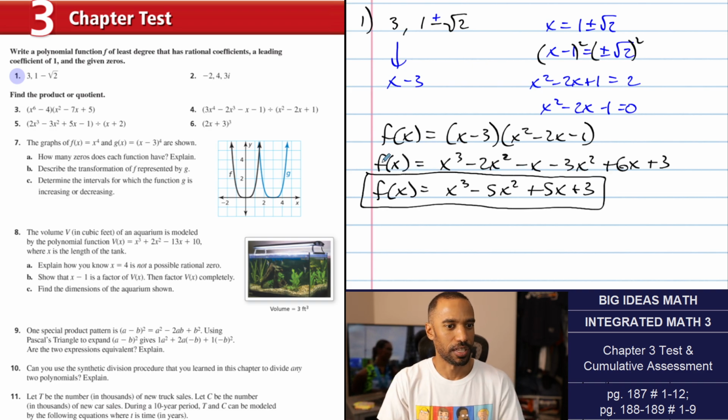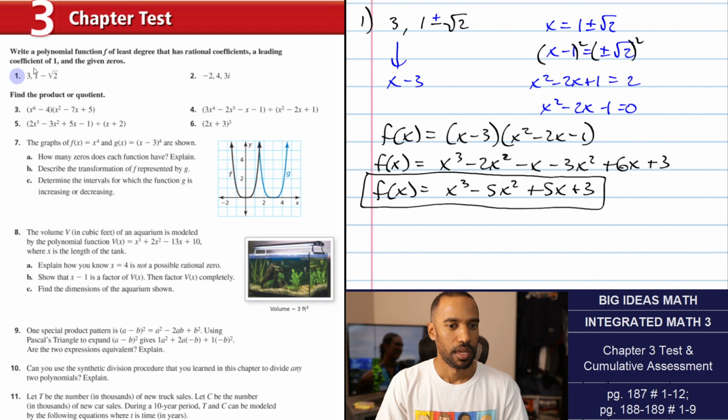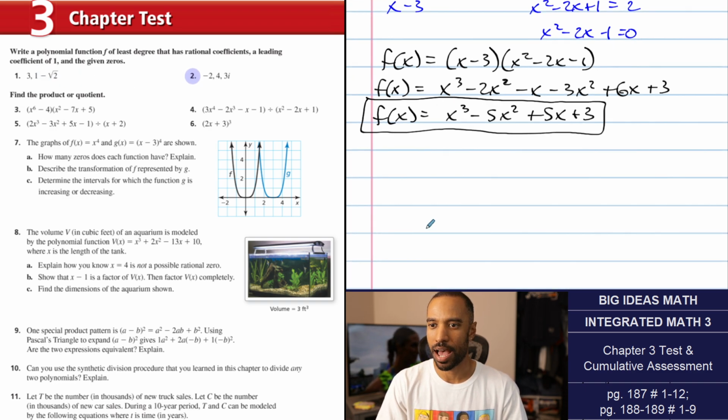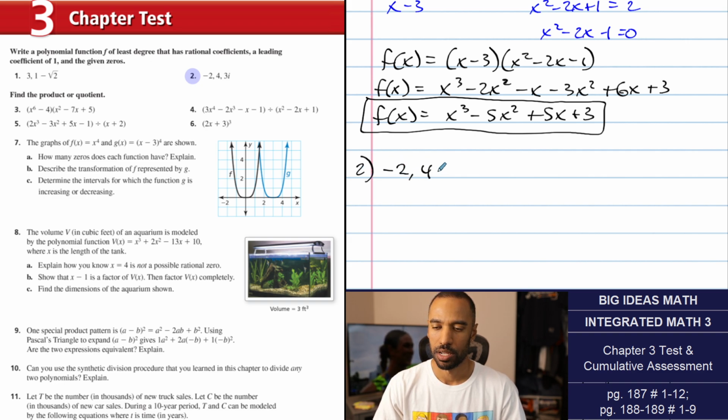Here's to hoping that that's right. Number 2, negative 2 and 4 and 3i. Given that we have 3i for rational coefficients, we'll also need negative 3i. So here's one, here's another, here's a third guy being the plus. Let's give it that minus as well.